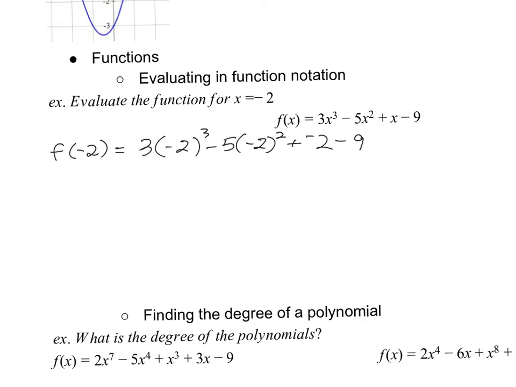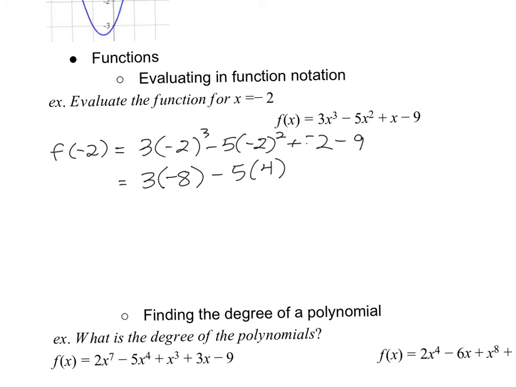So when I go to evaluate this function, I can type the entire right side in a calculator and hit enter as long as I include parentheses. But I'm going to go step by step. So we're going to have 3 times, and now it's extremely important that when you are plugging a negative number in for x and raising it to an exponent, you put that number in parentheses. So (-2) cubed is -8, minus 5, and then (-2) squared is 4, and then plus -2 minus 9.